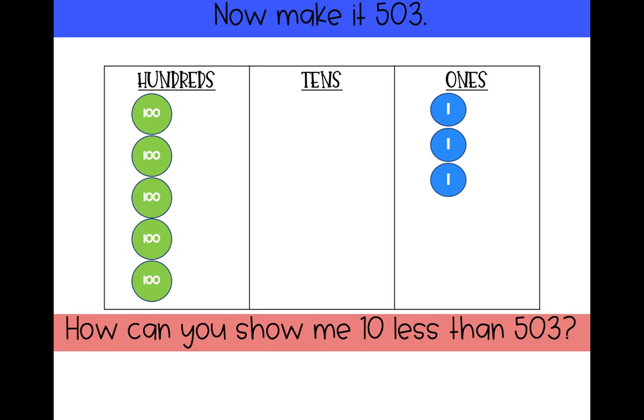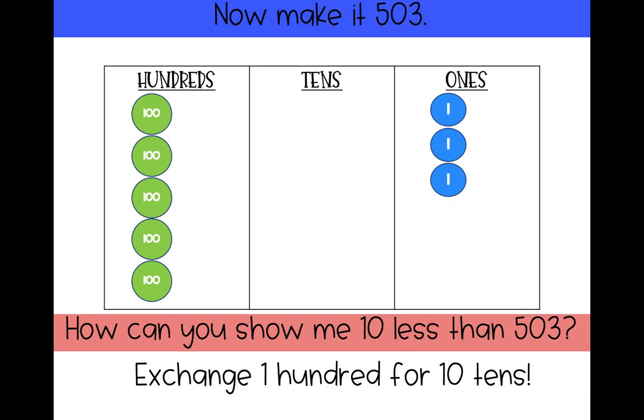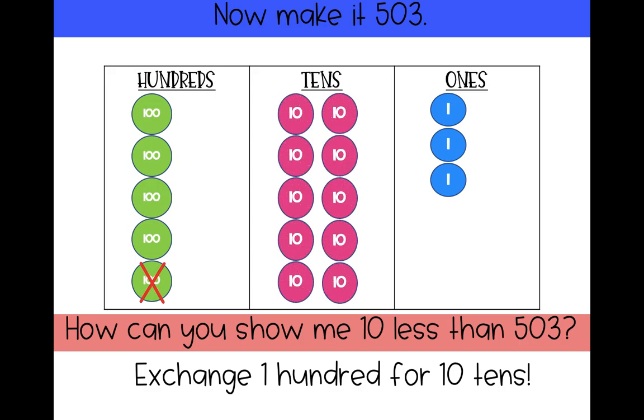How can you show me 10 less than 503? If you'll notice, we don't have any 10s, but I want to show 10 less. Do you remember what we did last time? We exchanged 100 for 10 10s. Let's do that now. We'll cross out our hundreds disc and exchange it for 10 10s. So now our place value chart still shows 503, but this time we have 4 hundreds, 10 10s, and 3 ones, because 10 10s is the same as 100.